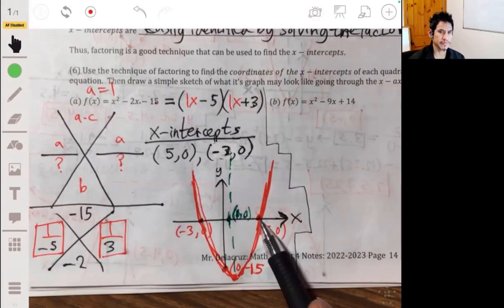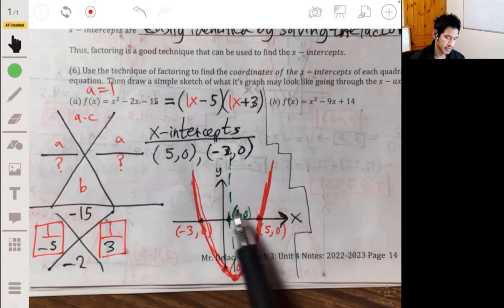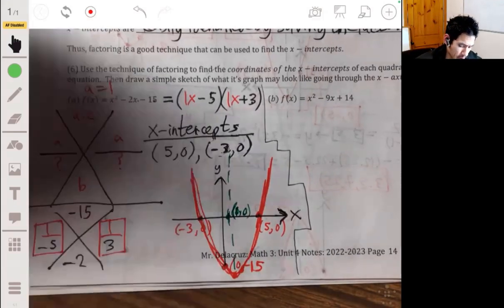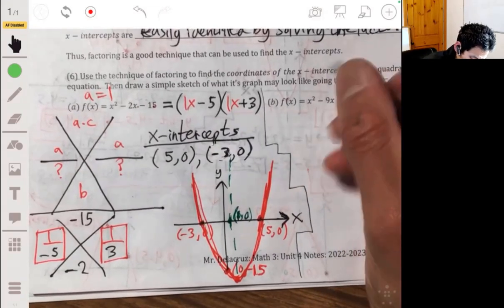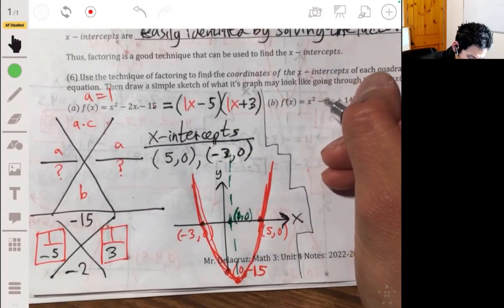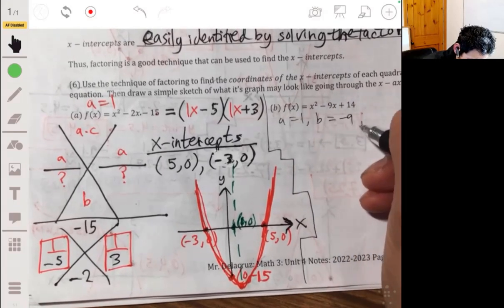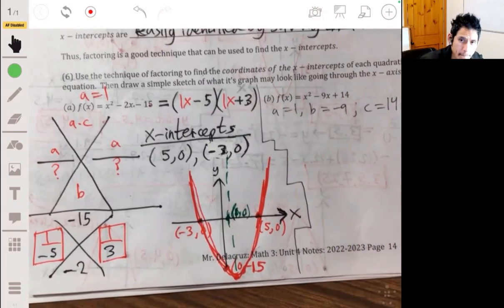I did that just for extra fun. Right now, I want you to focus mainly on the x-intercepts. So let's look at this next one. Here we have x squared minus 9x plus 14. A is 1. B is negative 9. C is 14.